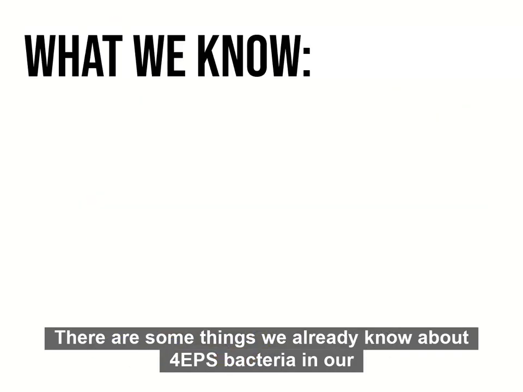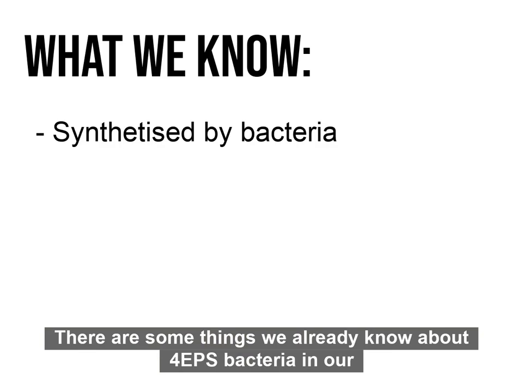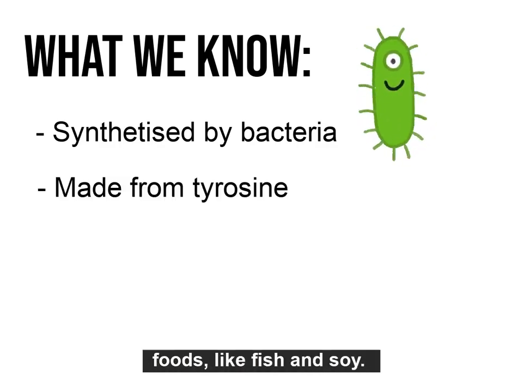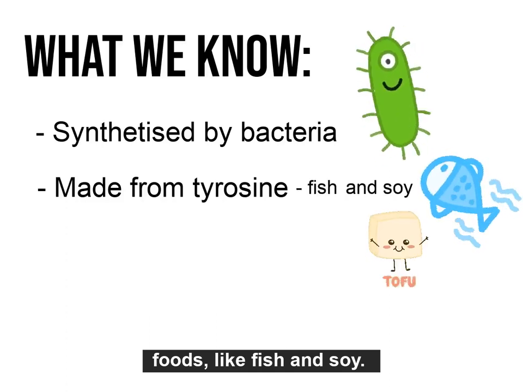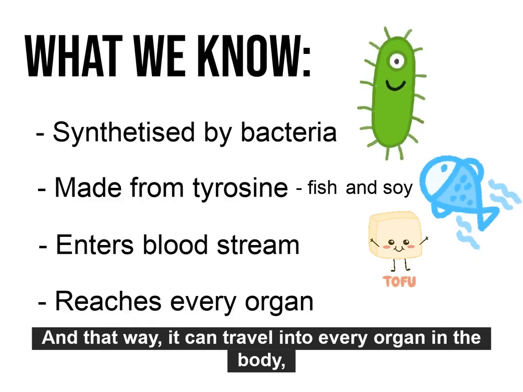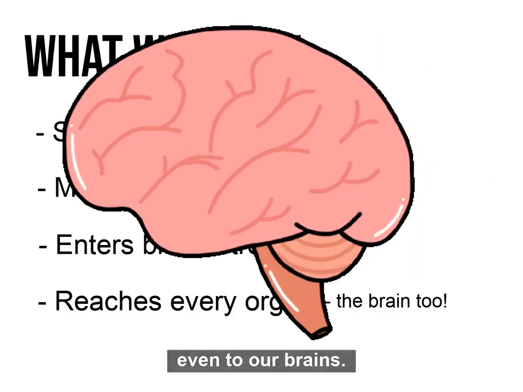There are some things we already know about 4-EPS. A bacteria in our gut creates this molecule from tyrosine, which can be found in certain foods, like fish and soy. The 4-EPS in our guts can enter the bloodstream, and that way it can travel into every organ in the body, even to our brains.